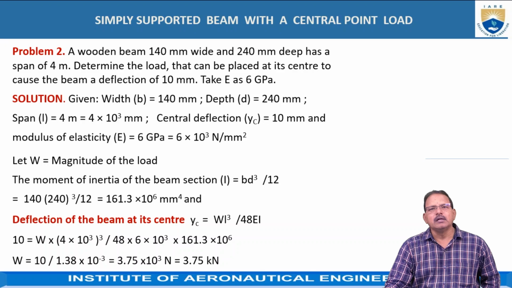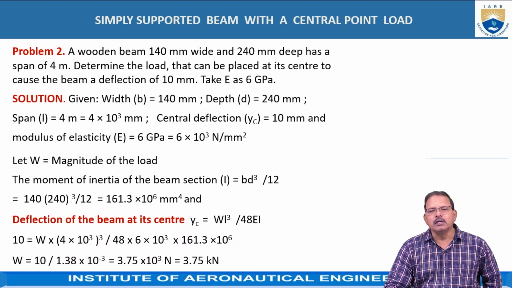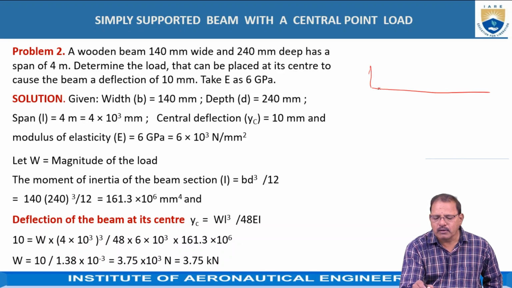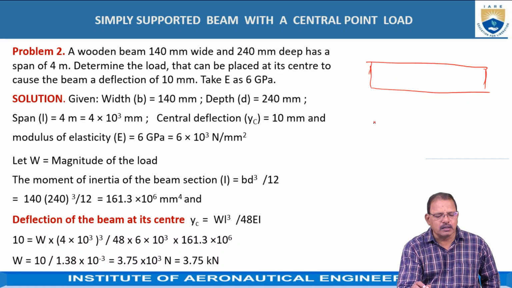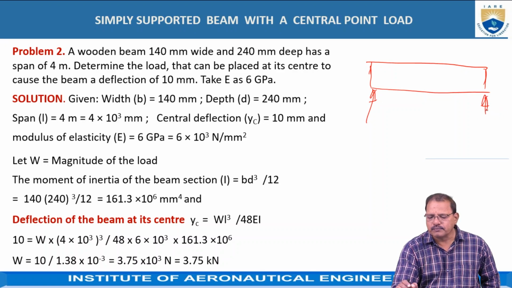The second problem: a wooden beam 140 mm wide, 240 mm deep, has a span of 4 meters. Determine the load that can be placed at its center to cause a deflection of 10 mm. Take E as 6 gigapascal. Here the beam is given like this; assume it is in the form of a rectangular shape, and assume this is a simply supported beam.